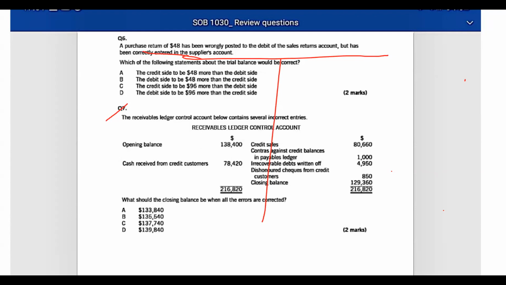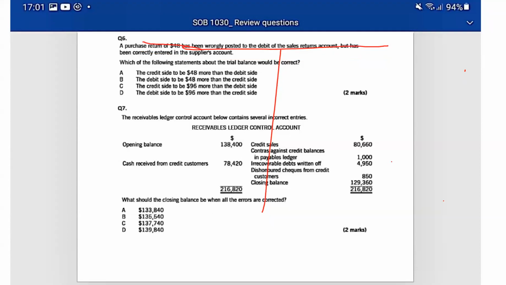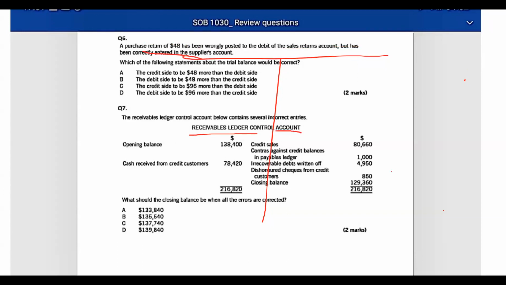What is the other name for receivables ledger control account? Maybe I should start asking like that. Very important, just to remind someone. What is the other name for this account, friends? Sales account. Okay, sales account. What about others?